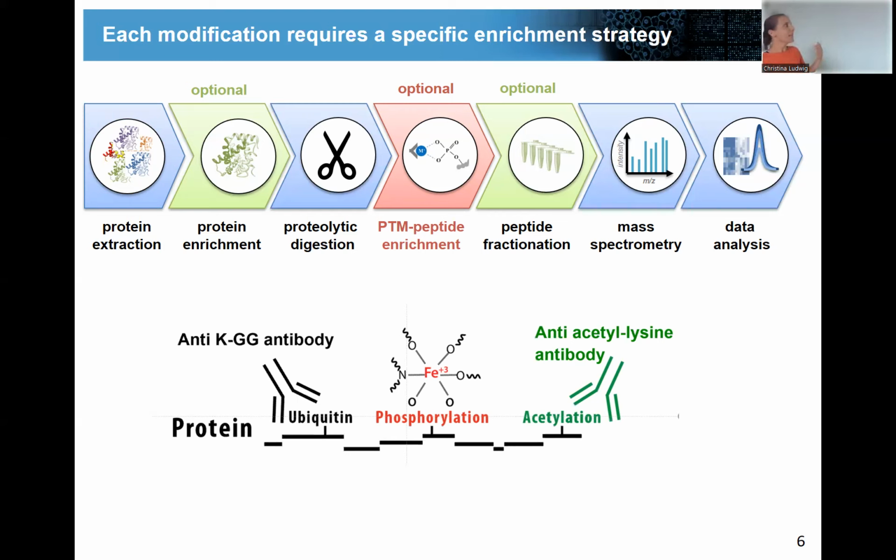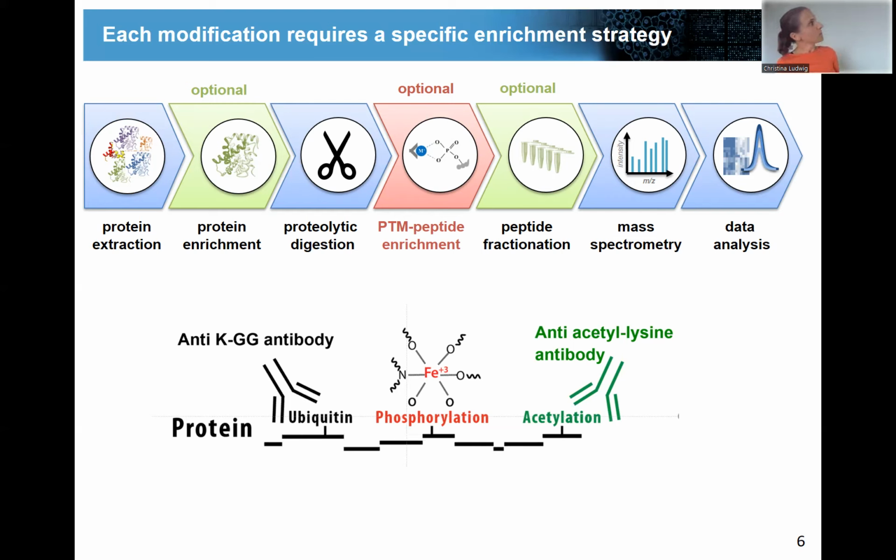The prime examples of very well-working enrichment strategies that people use in the field are ubiquitin enrichments by working with anti-KGG antibodies. These are antibodies that can recognize lysines that carry on their side chain a GG motif, which is a leftover from ubiquitin after digestion. So every lysine that was ubiquitinated will carry this GG on the side chain once you have used trypsin.